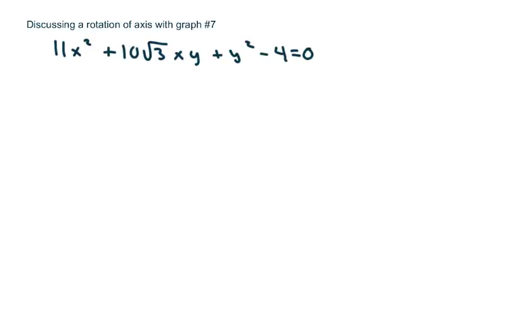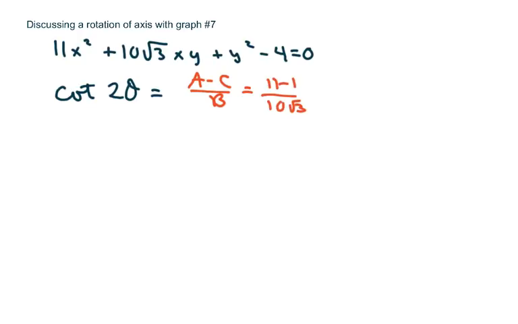Hey everyone, we're going to discuss the rotation of axis with the graph. We already found that the angle on this one in the previous video was 30 degrees. So basically we had A minus C over B, which is 11 minus 1 over 10 square root of 3, which is going to give you 1 over square root of 3, which is the square root of 3 over 3. So 2 theta equals 60, therefore theta is 30. And that's the one we want.